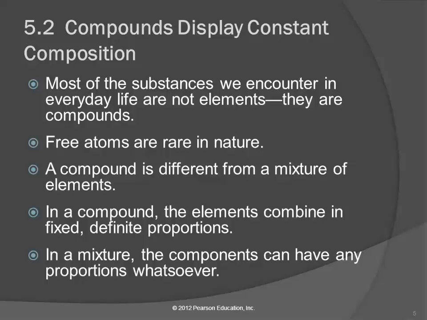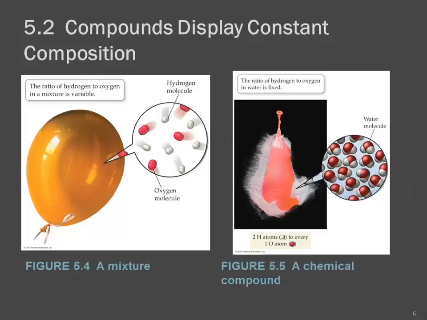A compound is formed from different elements, but they are bound together in a particular way, and they have a fixed composition. Most of the stuff we run into, the matter, which is like anything you can touch, is a compound or a mixture, not an element. It's very rare to find free atoms of elements in nature. So the compound has a fixed composition. The mixture can have a varied composition. Important distinction.